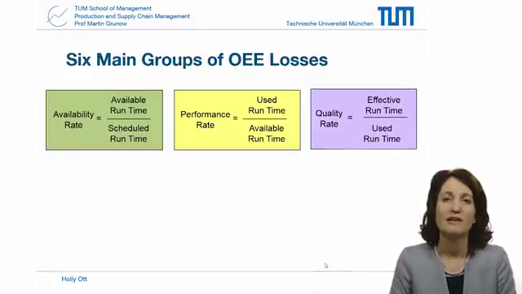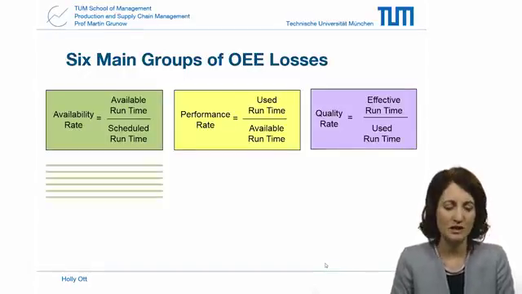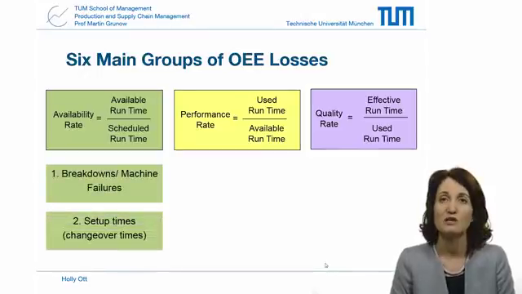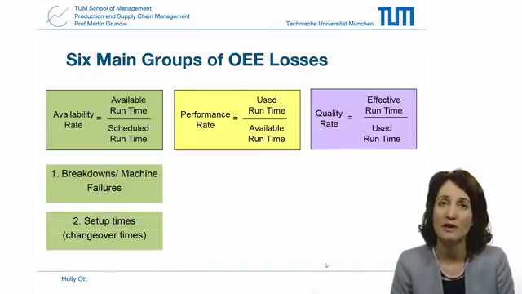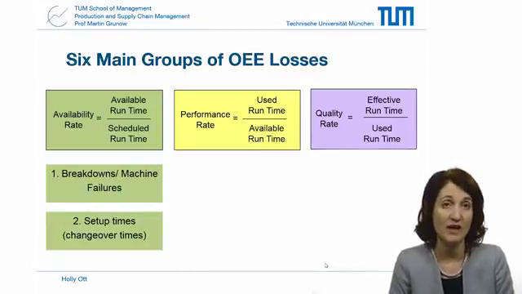OEE losses can be categorized into 6 main groups. The availability rate is reduced by losses due to downtimes. So this can be breakdowns or machine failures. It can also often include maintenance, not a failure, but the time needed to perform maintenance. And generally, stoppages of this type are something more than 10 minutes. Setup times, as we saw before, are also considered in the availability rate. So any setup or changeover that's necessary where the machine is not able to produce.